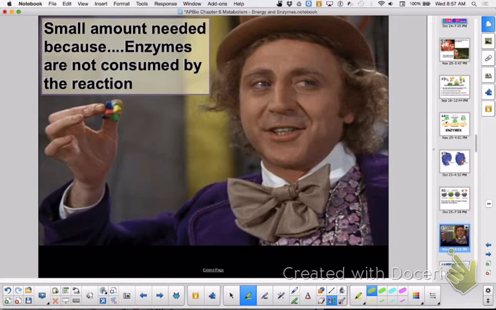Do you know who that is? Everlasting Gobstopper, very good. Okay, so you're not consumed by the reaction. It can be used again and again. And that's what you have next. Enzymes are not consumed by the reaction, so only a small amount is required.